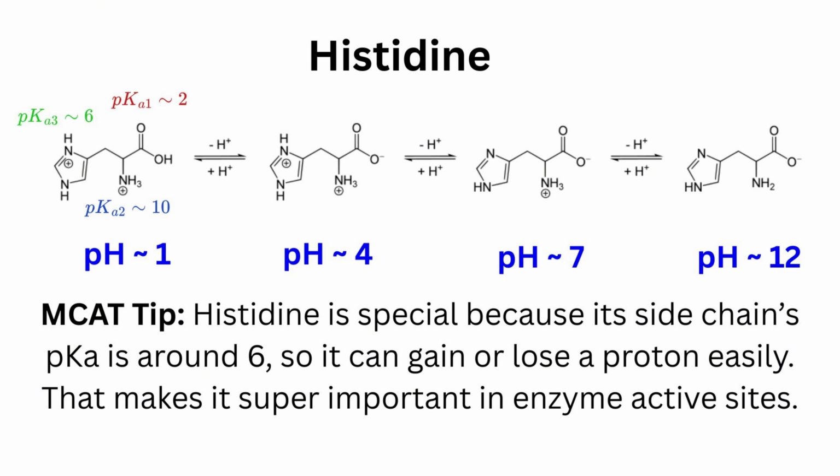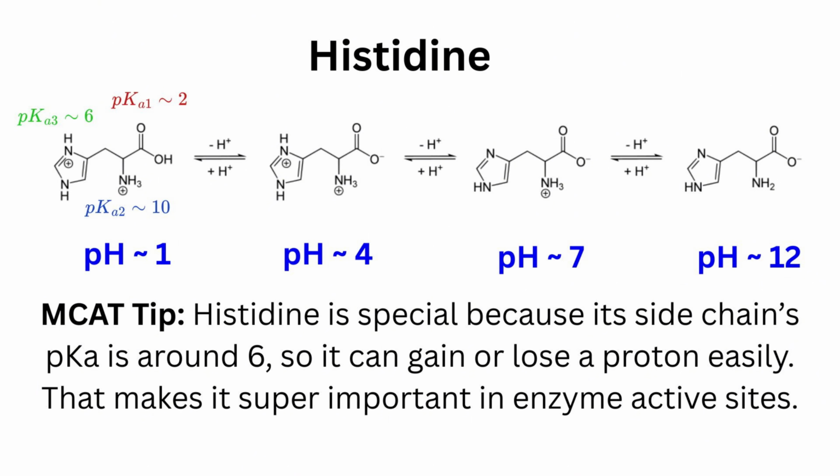Histidine is special because its side chain's pKa is around 6, so it can gain or lose a proton easily. That makes it super important in enzyme active sites. Understanding the chemical properties of amino acid side chains, like histidine's ability to gain or lose a proton near physiological pH, is crucial because these side chains ultimately determine how a protein folds and functions.